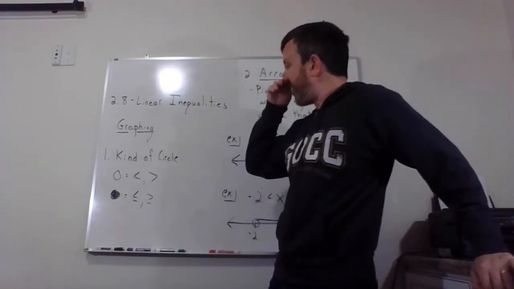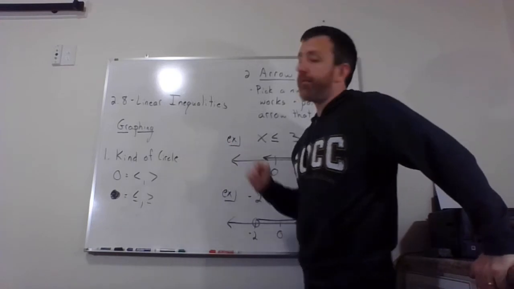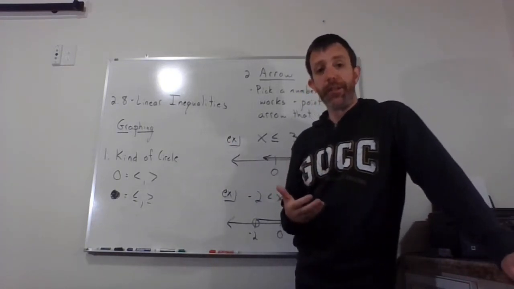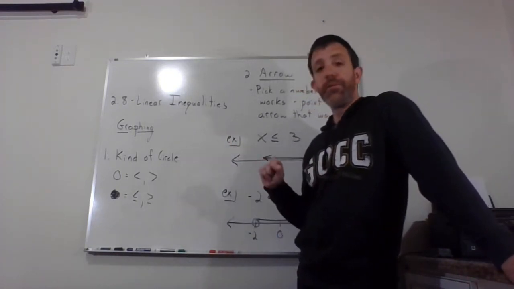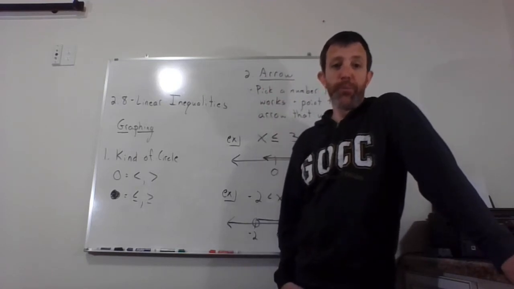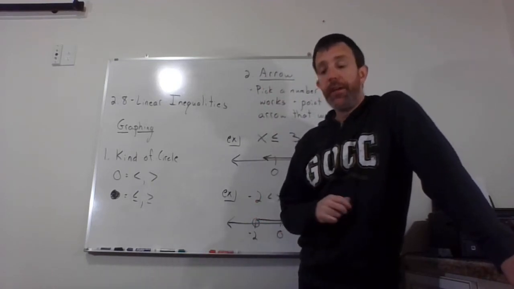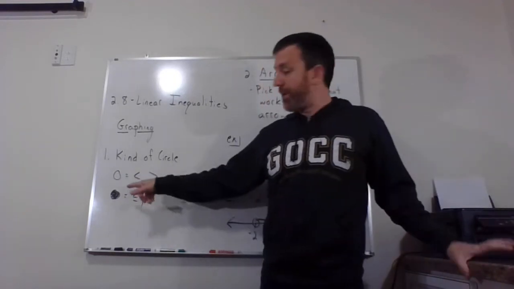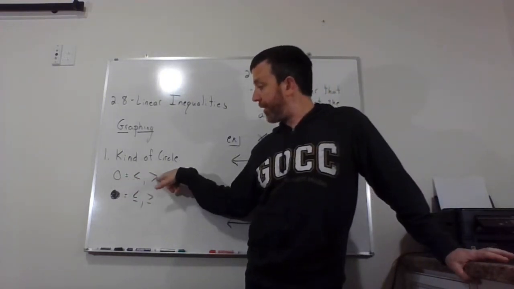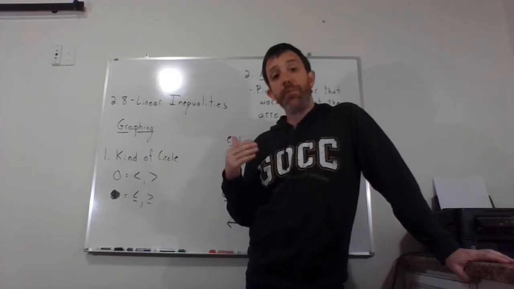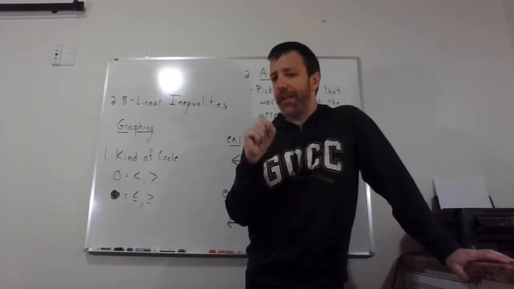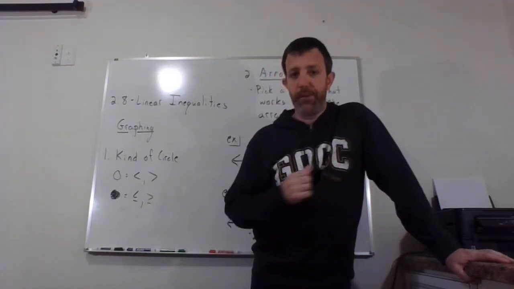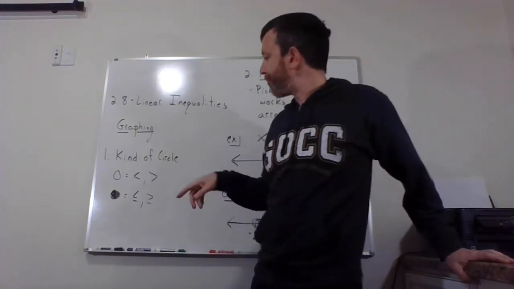So graphing linear inequalities. We have to figure out two things to make a graph for a linear inequality. What kind of circle to use and what direction the arrow points. That's really it. So for the circle, it's pretty straightforward. You use an open circle if you have a less than or a greater than sign, because what that means is that the number we're looking at doesn't actually count. And we'll look at that here in just a second.